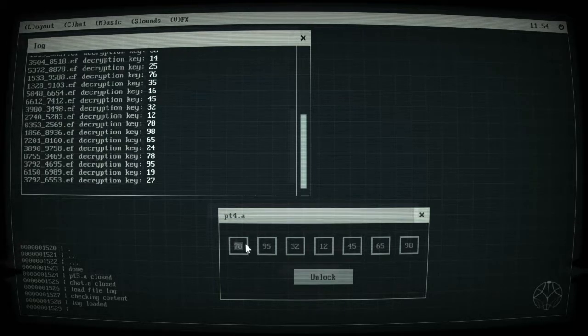Let's start with 76. 76, 30, oops, 16, 32. 78, 65, 24. Oh, I goofed. Oh, yeah, I goofed the big one again. Oh, this has not been a good day. 1, 2, 3, 4, 5, 6, 7, 8, 9, 10, 11, 12, 13. Let's start with 35 then. 35, 45, 12, 98, 24, 95, 27.